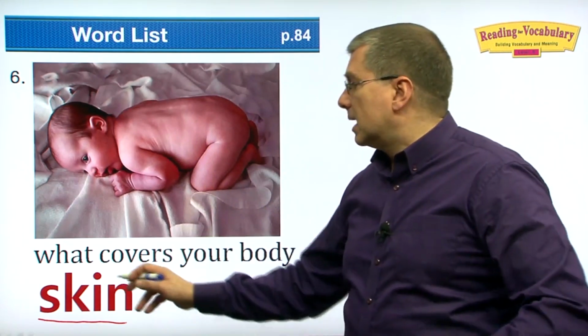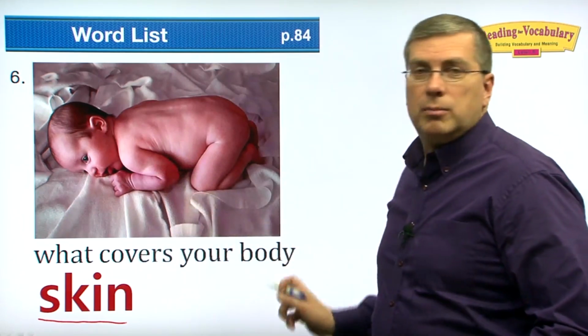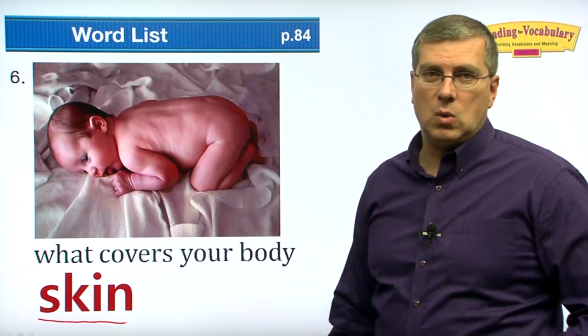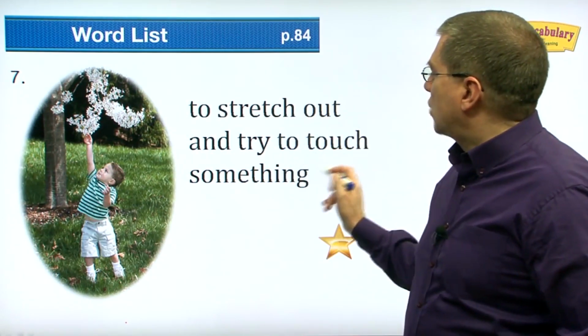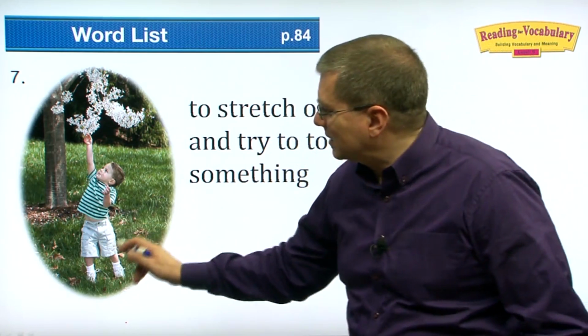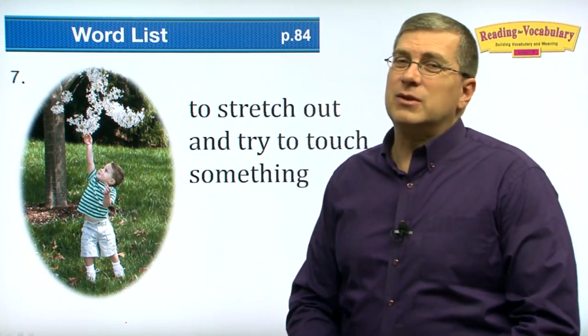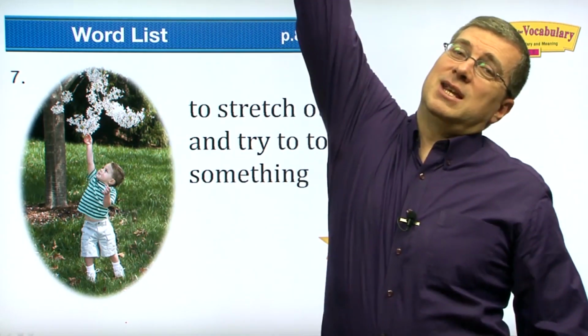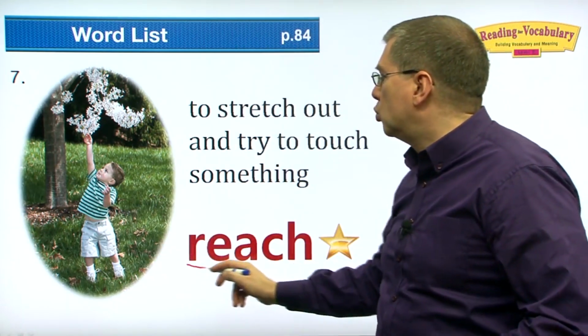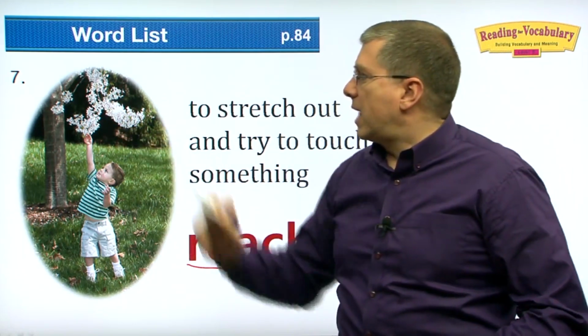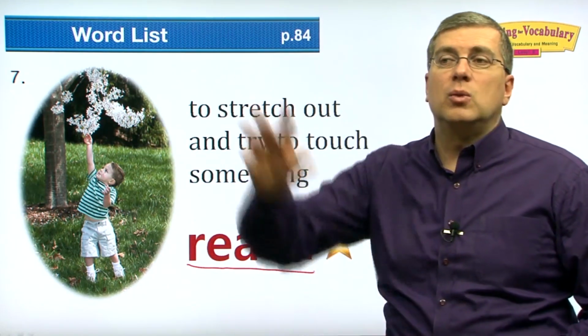It's skin. Skin covers our body from head to toe. Okay, next one. 7, to stretch out and try to touch something. So you see this little boy here, he's not so tall. He's stretching and he's trying to do what? What is he trying to do? He's trying to reach the flowers of the tree, to reach something.